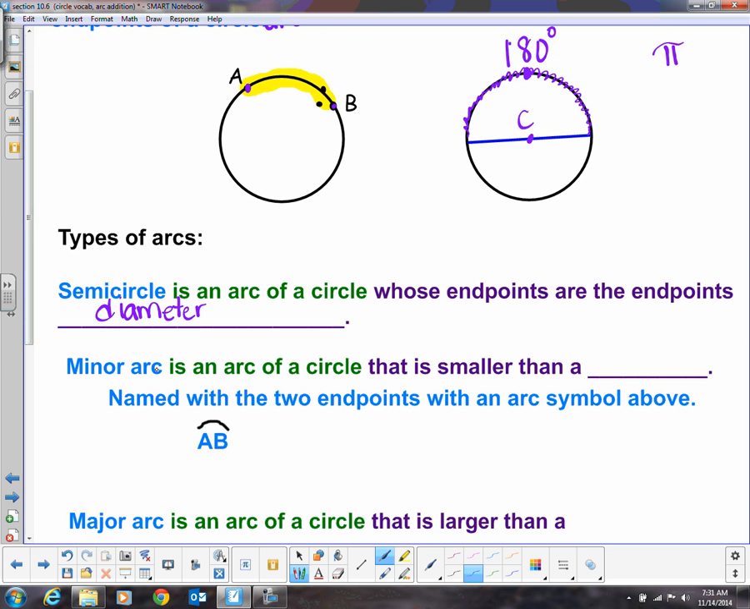A minor arc is an arc of a circle that's smaller than a semicircle. Smaller than a semicircle. Its measure, therefore, is less than 180 degrees. Semicircles measure 180.